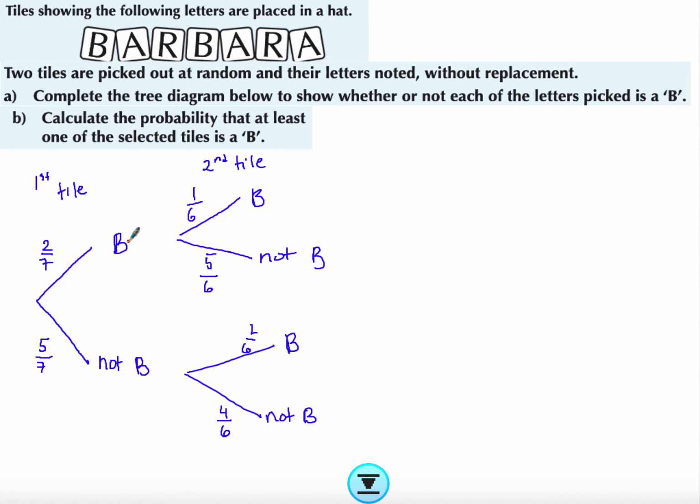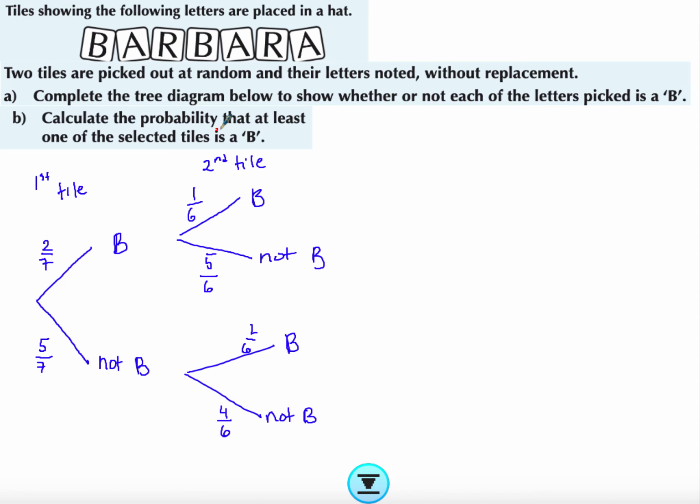So the first tile could be a B or not a B. The probability to B is 2/7, not a B is 5/7. And then picking the second tile, because I'm not replacing it, I have 1 less B tile and I have 1 less tile overall. And then my not B, well, I haven't picked any from not B, so it's still 5, but I still have 1 less to deal with, and so on.